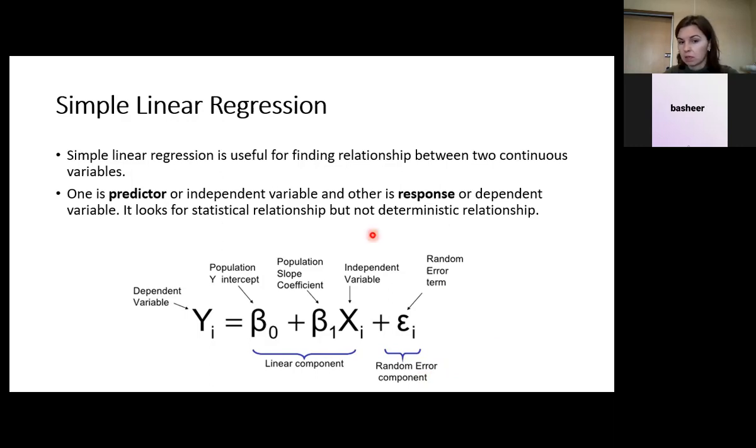A deterministic relationship is like converting temperature from degrees Celsius to Fahrenheit. It's also a deterministic relationship. Or how to calculate weight in kilograms and grams. You may calculate it using absolutes.